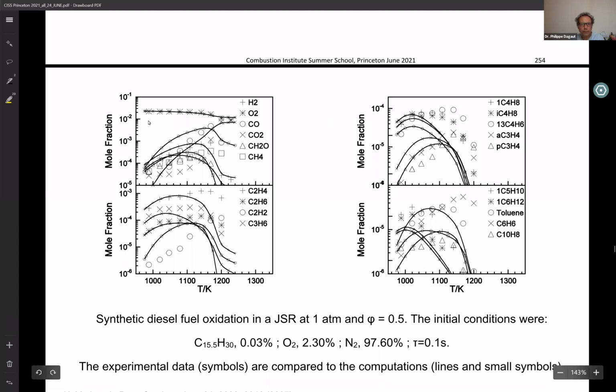So one can see that the consumption of oxygen is in agreement with what we measured. And then for the different products and intermediates, there is some agreement, there is some disagreement. It's not perfect, as you can see. The model is a bit too fast here in terms of consumption of the intermediates. You can see it also here for ethylene, which is consumed roughly at 1200 K, whereas there is still some ethylene here.